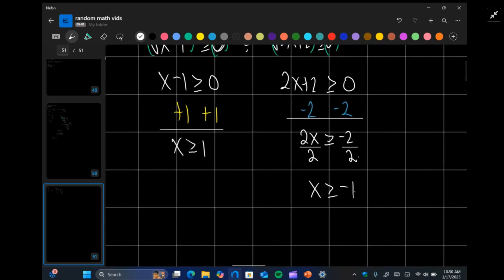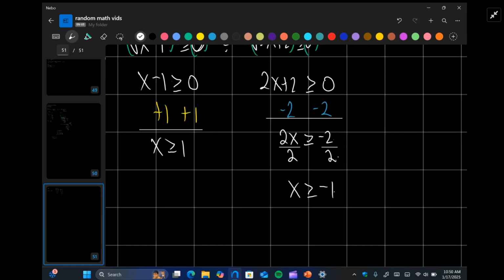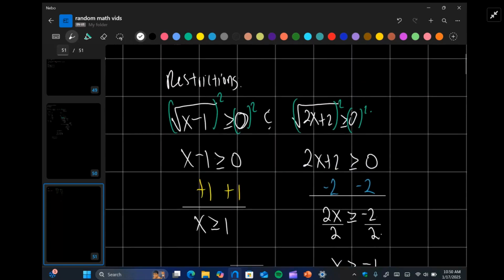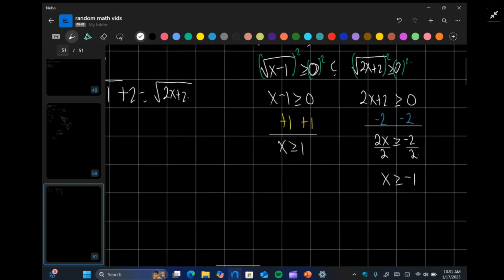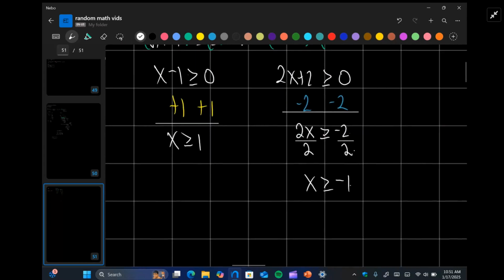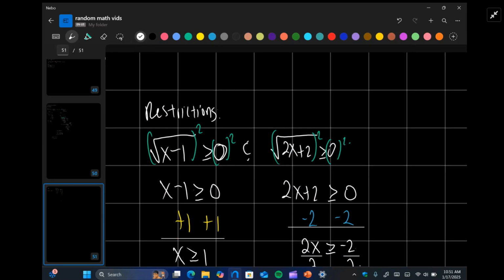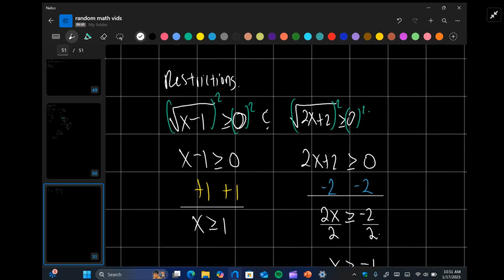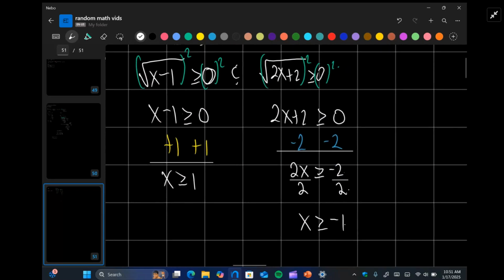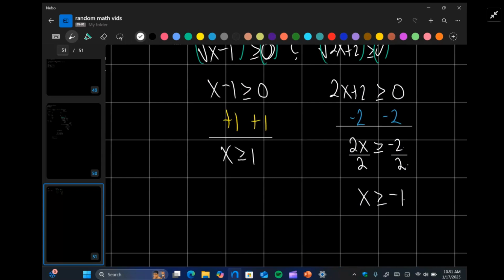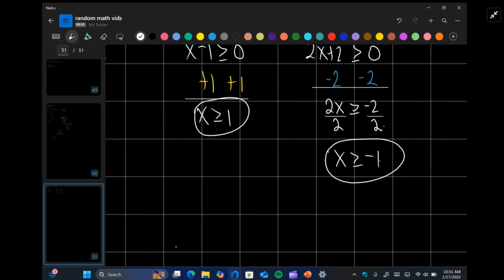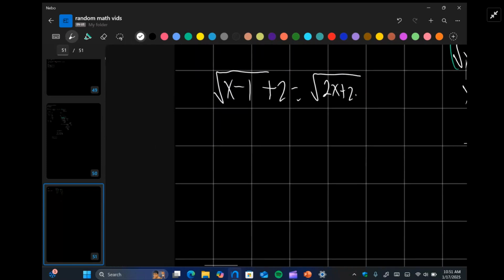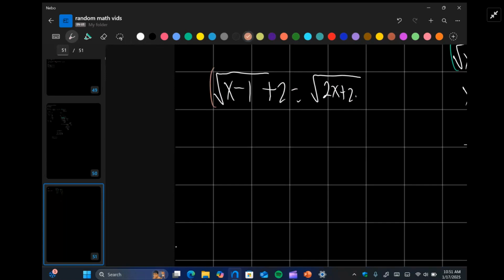Now, here's the thing. Keep in mind that x has to be greater than or equal to negative 1, and then also, x has to be greater than or equal to 1. So these are the restricted inequalities, okay? Now we're going to go ahead and actually solve this.